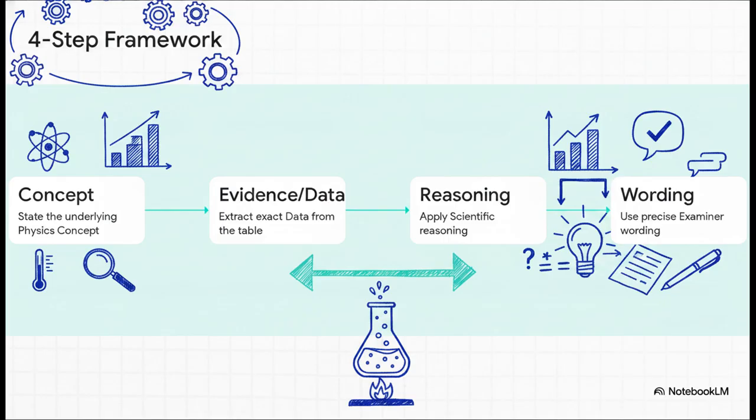Step 1, always state the underlying physics concept. Step 2, extract the exact evidence or data directly from the question or the table. Step 3, apply your scientific reasoning to connect that raw evidence right back to the concept. And finally, step 4, use precise examiner wording. Look, mark schemes are hunting for specific keywords. If you walk through these 4 steps, you leave 0 room for interpretation. You are handing the examiner exactly what they want on a silver platter.